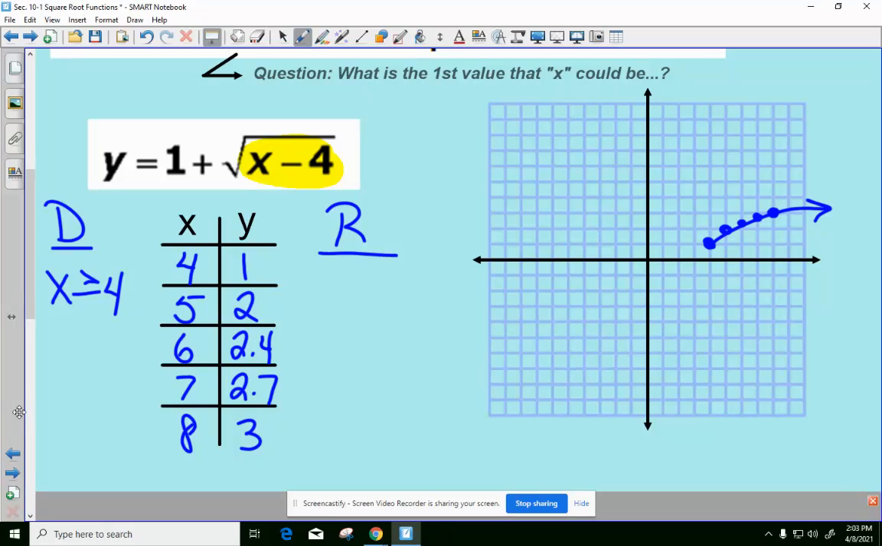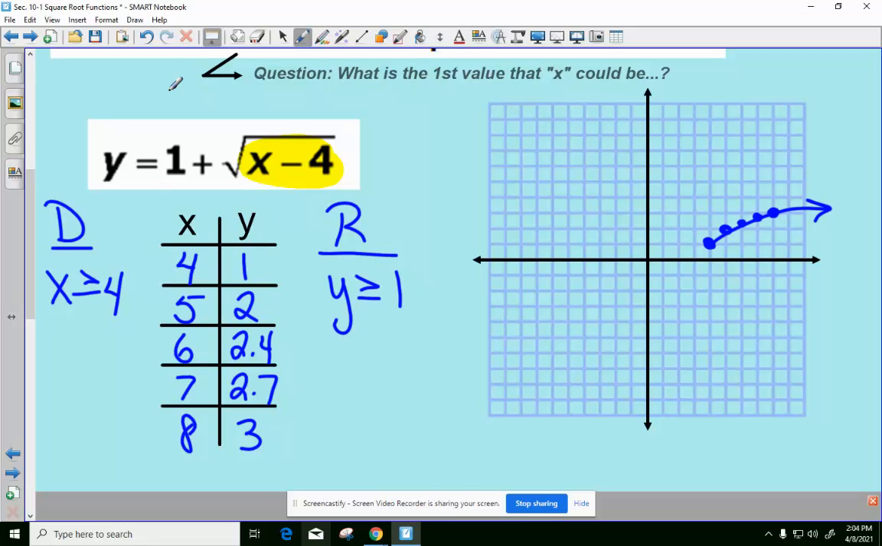What would you say for your range? You wouldn't say the same thing because the range doesn't talk about x. It talks about your y's. So my statement there would say what? Y is greater than or equal to 1. Very good. Okay, it started at a value of 1, and the next value was bigger than 1, and the one after that was also bigger, and it just continued to go in that fashion.